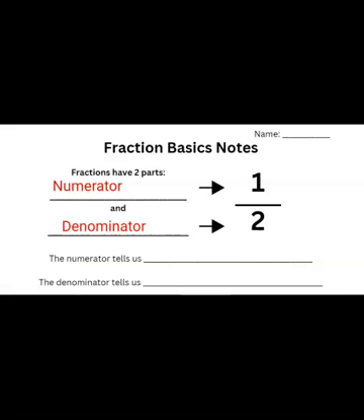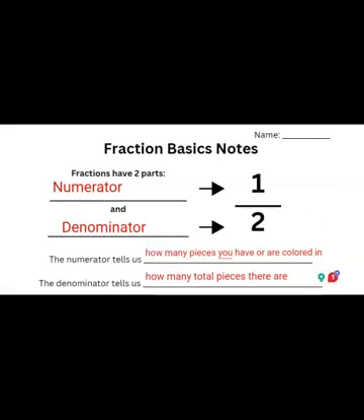The numerator tells us how many pieces you have or how many pieces are colored in if you're looking at some sort of visual. The denominator tells us how many total pieces there are, or how many pieces the shape has been cut into if you're looking at some kind of visual. Take a second and make sure you write that down on your paper.